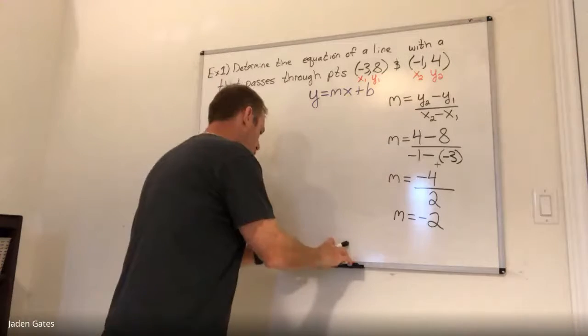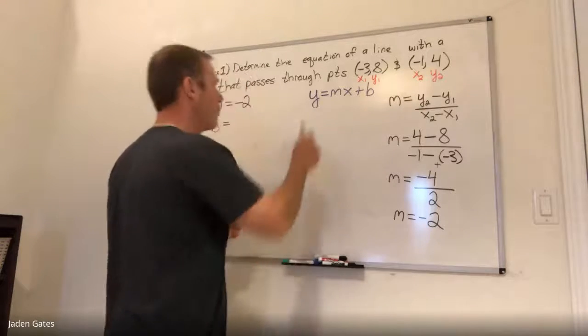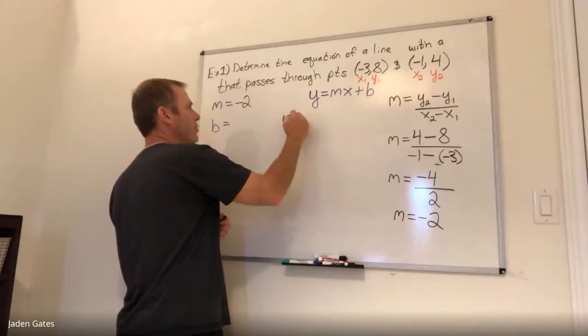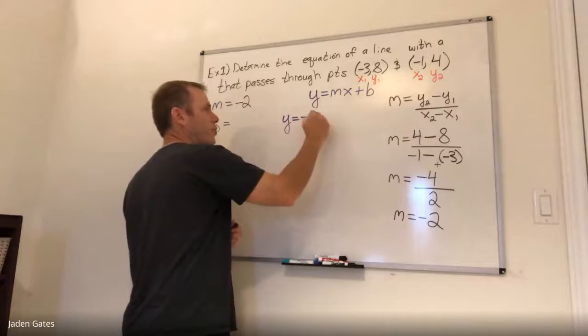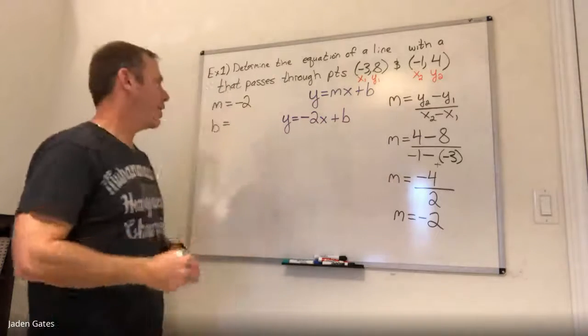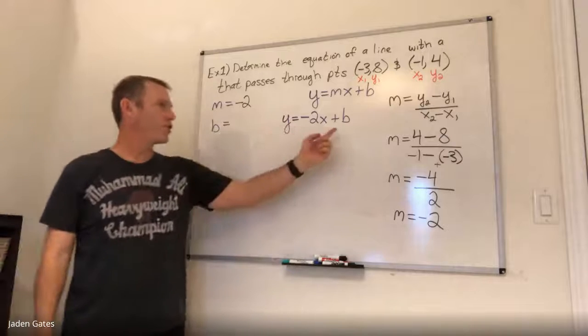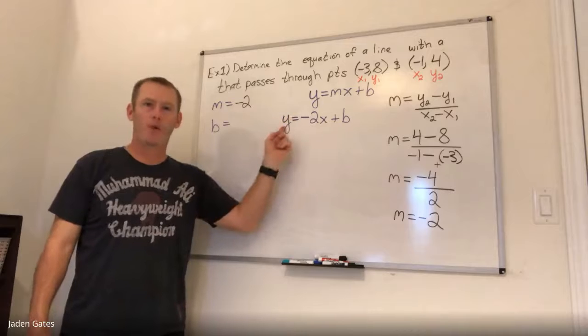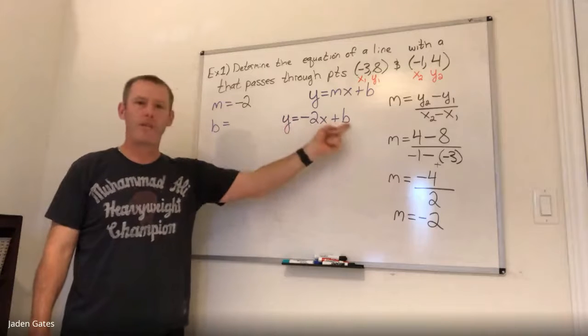But I can write the equation, update it a bit. y equals mx plus b. Well, now I know my slope is negative 2 here, so y equals negative 2x plus b. Now, again, we're at this situation. I want to solve for b. If I have an x and a y that will work, then I can solve for b.